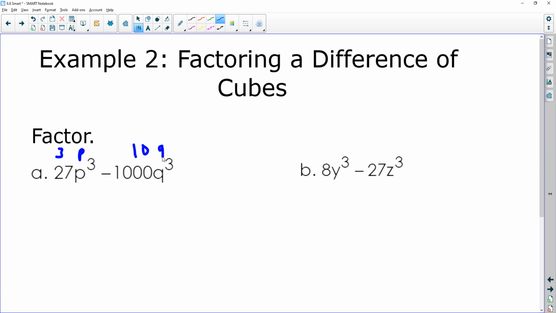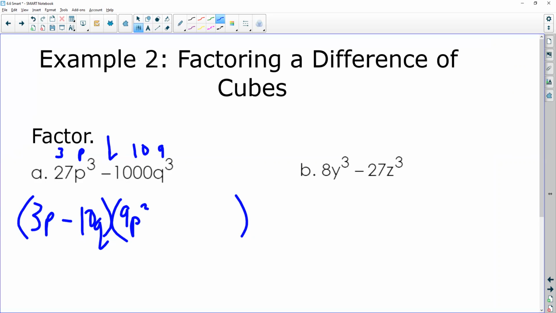Okay. Same format. This is a difference, and what I need to remember when I factor a difference of cubes is that the subtraction sign goes in the binomial rather than in the second part. So it's the A term, which is 3P, the B term, which is 10Q, and then the A term squared, which is 9P squared, plus A times B, 3 times 10 is 30PQ, plus B squared, which is 100Q squared. That is it. It is finished.